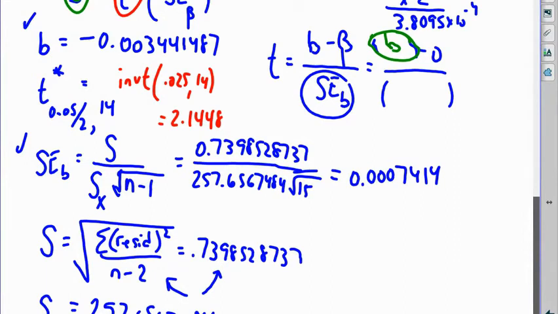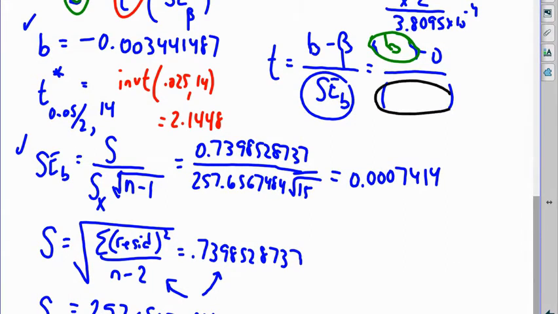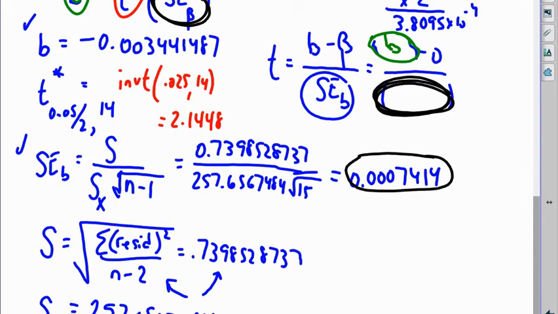That standard error of the slope would have gone right here in my test statistic. It would have gone right here for my interval. That number, this number right here, would go in those two places. When I punch in that result, I would have gotten that test statistic of negative 4.6419. Okay, so that's how I would get that.